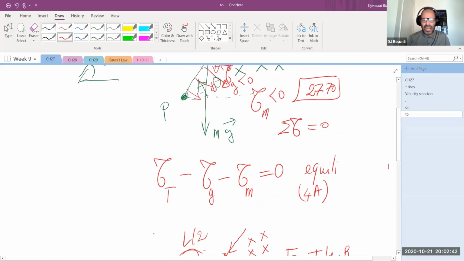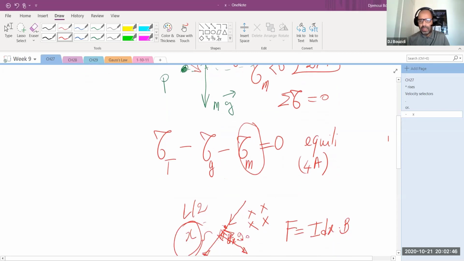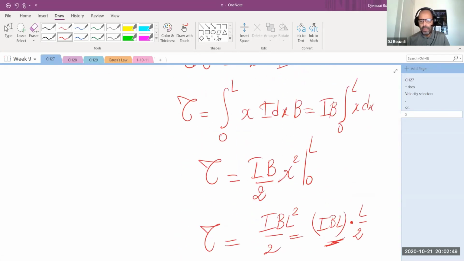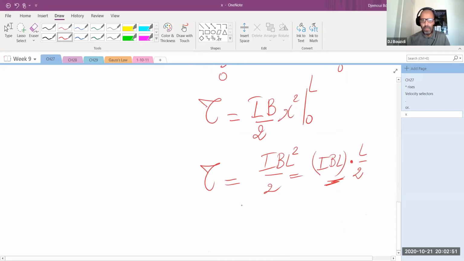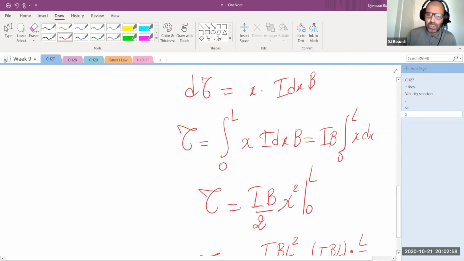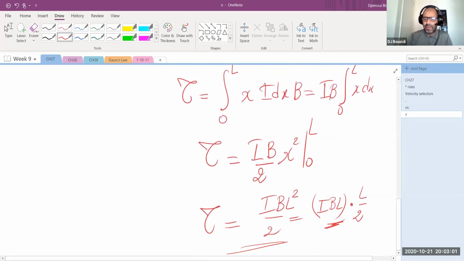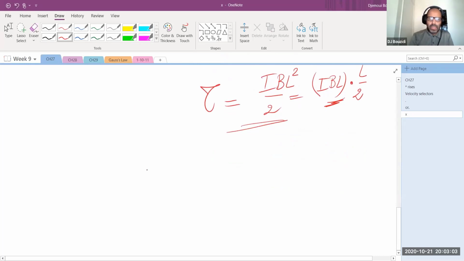So we found this value. I know this value now is equal to this much: I times B times L squared over 2. I need to find the other two torques though to complete the problem and then find the tension. So again, let me draw it cleanly now. The force of gravity, again, is in the middle actually. So this distance is L over 2.